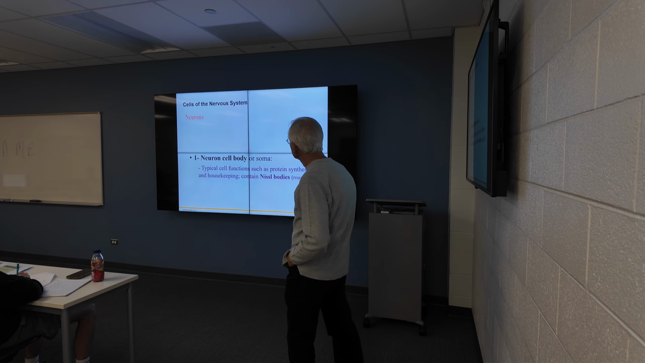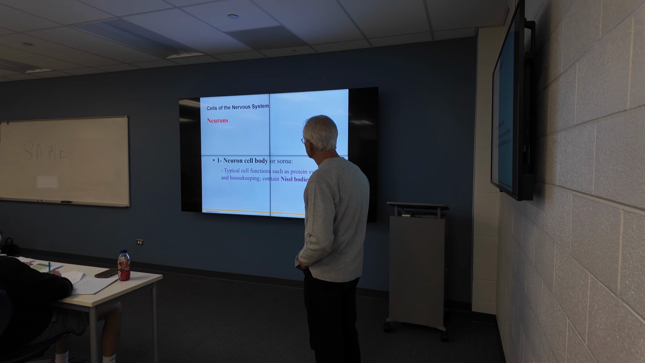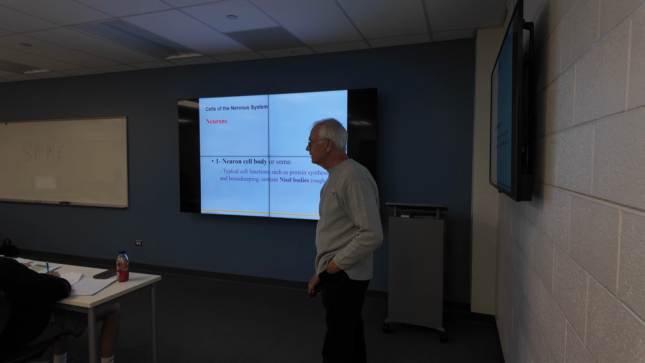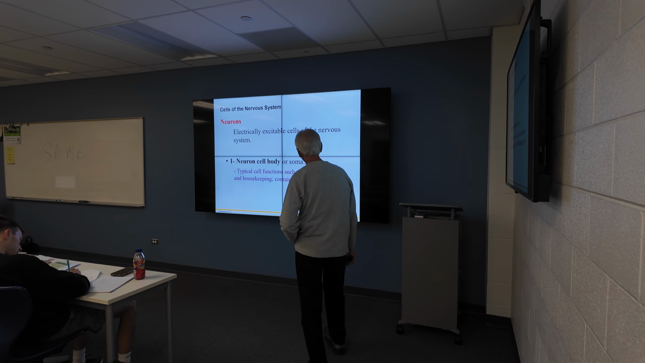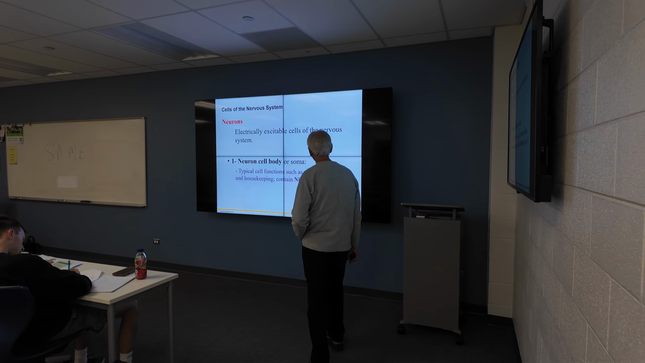Okay, neuron. These are the cells of the nervous system, the neurons. The neurons are what? They're electrically excitable cells of the nerve system. Remember, we have to have some kind of stimulation in order to have a muscle do something, or a gland do something. It has to be a stimulation.